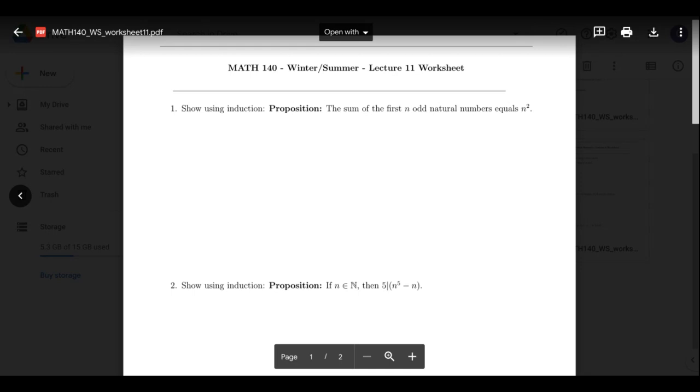Yeah, for every induction proof, you need 3 things. You need to prove P of 1, then assume P of k, prove P of k plus 1.